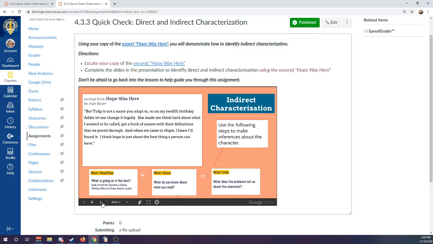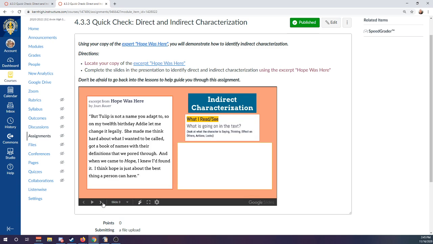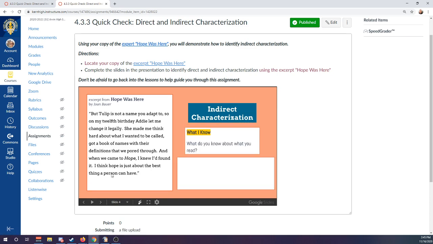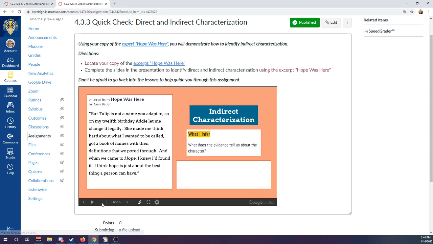Except this time you're going to give me an example of indirect characterization. So using this excerpt, you're going to infer. You are going to read the text, combine what you've read with what you already know, and make an inference about Hope. What does this evidence show us about who Hope is? And you're going to write that in the box as well.